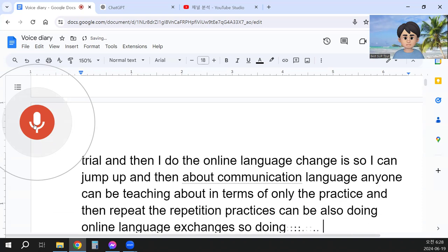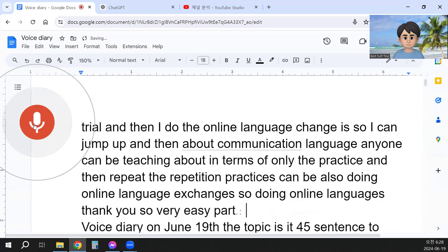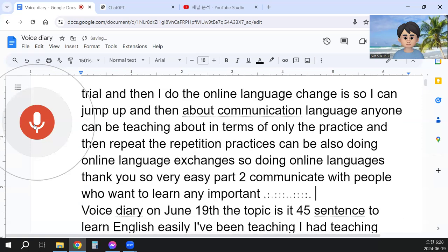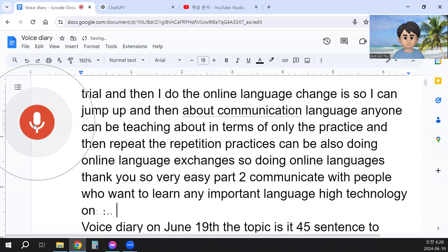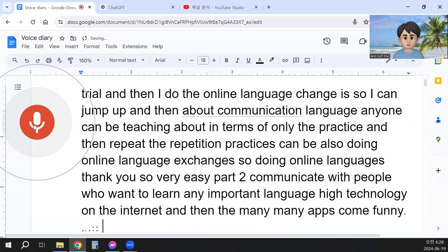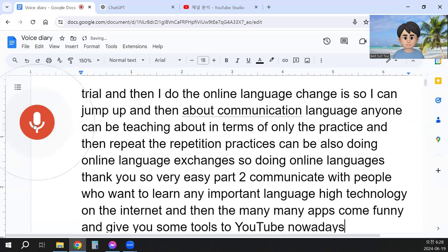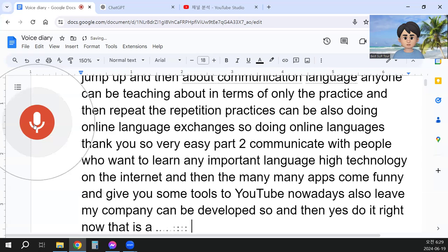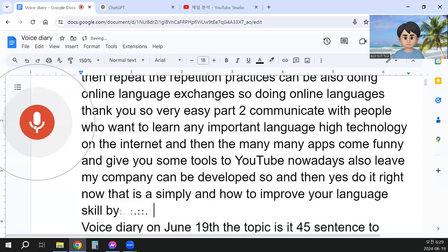So doing online language exchanges is a very easy way to communicate with people who want to learn any foreign language. It is accessible nowadays by using high technology on the internet, and many app companies give some tools to use properly. Nowadays, AI has also developed remarkably. So just use it, simple. Just use it. That is simply how to improve your language skills by doing online language exchange.